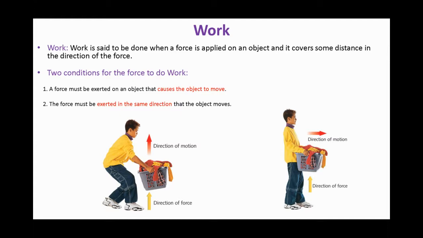efficiency of the machine. So starting with work, work is said to be done when force is applied on an object and this force causes motion to the object in its direction. So there are two conditions for the force to do work. First, the force must be exerted on the object and it must cause motion to the object.